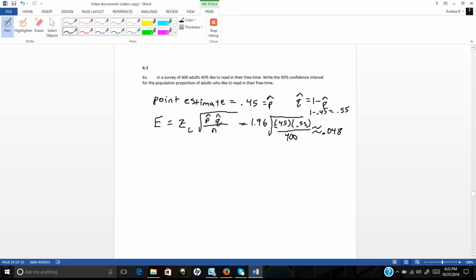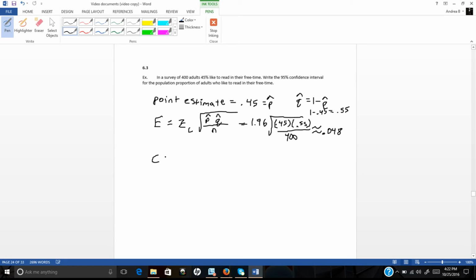Again, that's multiplying 1.96 times the square root of everything under that square root, including the divide by 400 part. If you need to, do that division first, and then do the square root, so you don't have to worry about all the parentheses you would need otherwise.